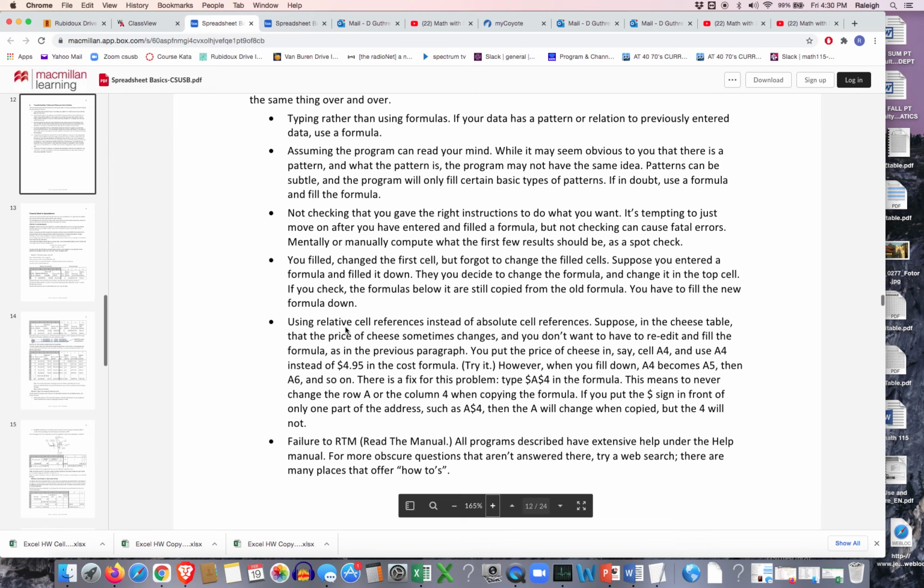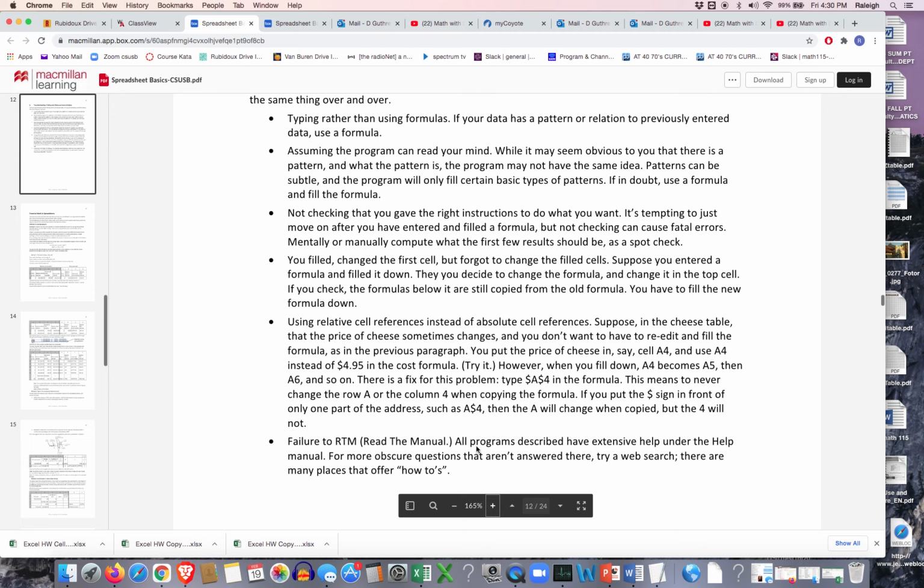So, using relative cell references versus absolute cell references. They talk about that, and you could put in the 495, and I'll let you read all that part. But we're not really going to have any need for a hybrid situation. If you want to lock something down so you can just change one number and everything else will change, type the $ before the letter and the $ before the number.